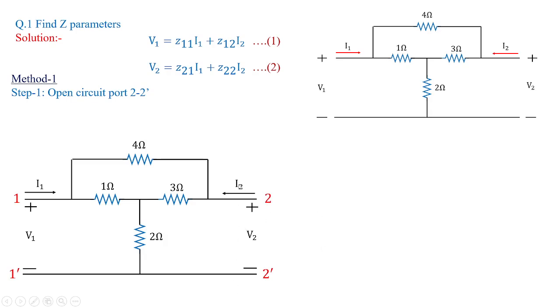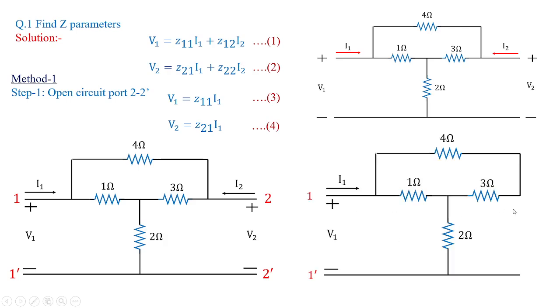Once you open circuit this, I2 becomes 0, but V2 is present. How is V2 present? It is present across 3 ohms and 2 ohms. So from the standard equations 1 and 2, you can derive equations 3 and 4 like this. Once I2 is made equal to 0, equations 3 and 4 are obtained.